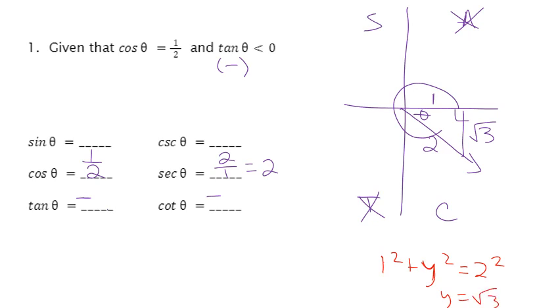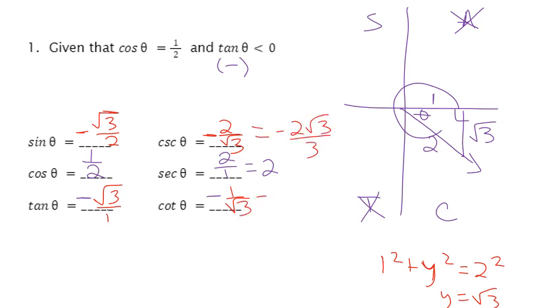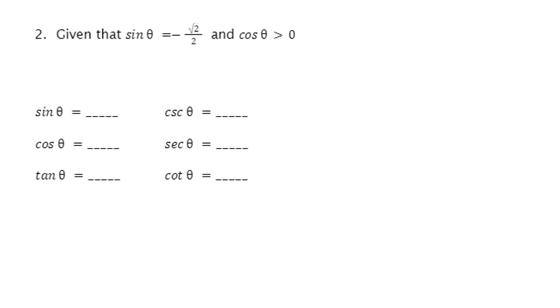And so now we can go ahead and fill all of our stuff in. And then in this quadrant, cosine's positive, but we know sine is negative. So we'll have root 3 over 2. This would be then 2 over root 3. And then tangent would be root 3 over 1. And this would be 1 over root 3. And then we would just rationalize at the end. So this one's a little bit of a throwback problem. If you recognized it was a special right triangle, you didn't necessarily have to do Pythagorean theorem.